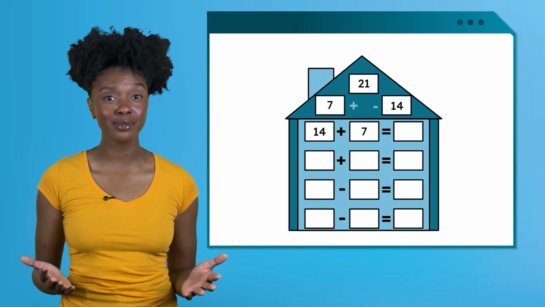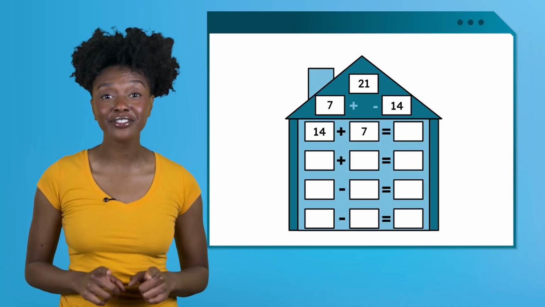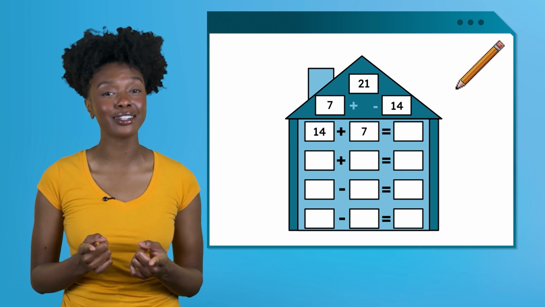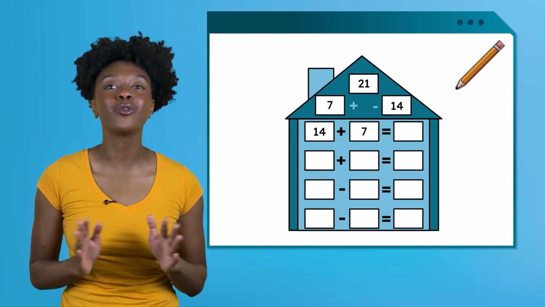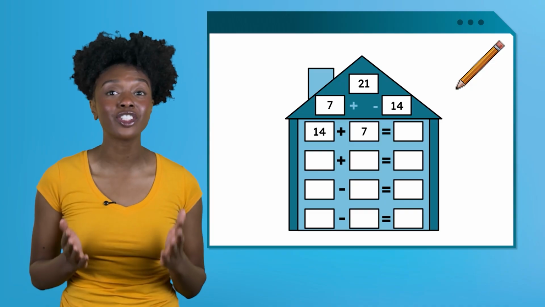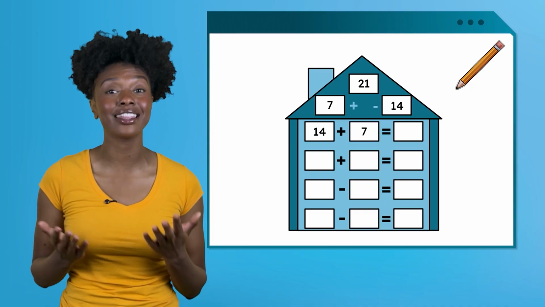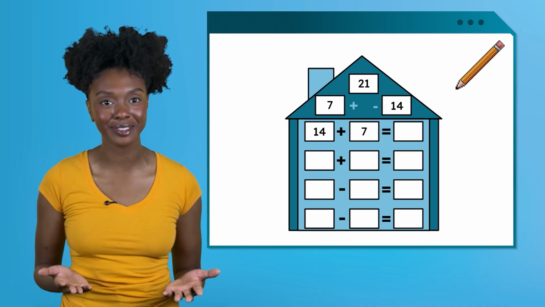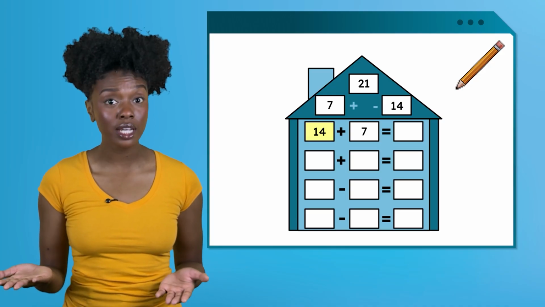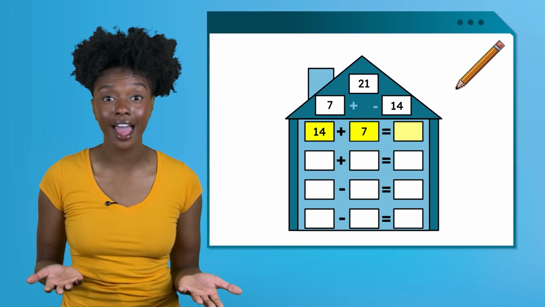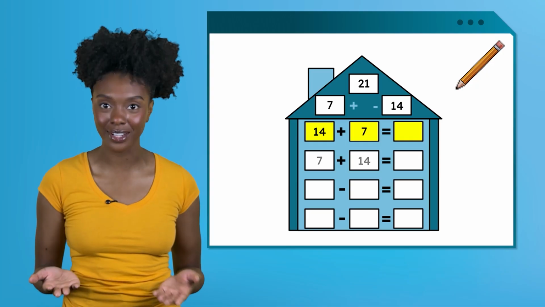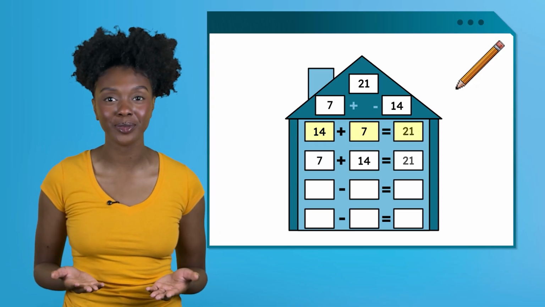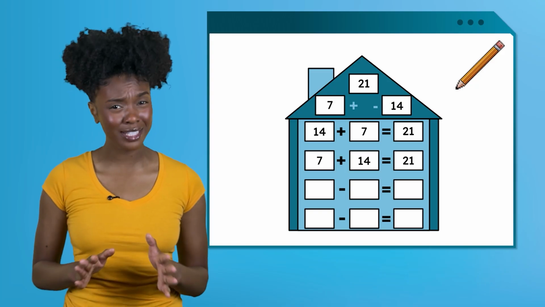Last time we saw problems like this, we used fact family houses to see how the numbers relate. Fill this out in your guided notes. Remember that when we have addition problems, we can change the order of the numbers and get the same answer thanks to the commutative property of addition. So, 14 plus 7 is the same as 7 plus 14. Both give us an answer of 21. Now, what about the subtraction?